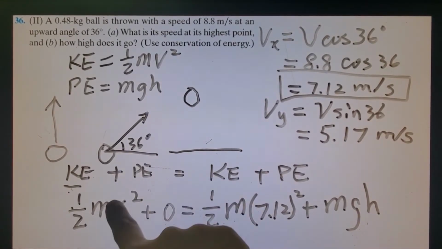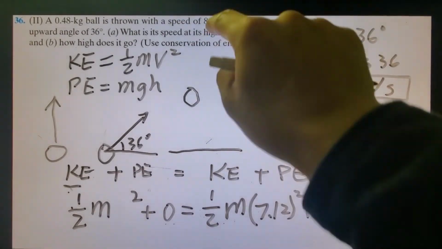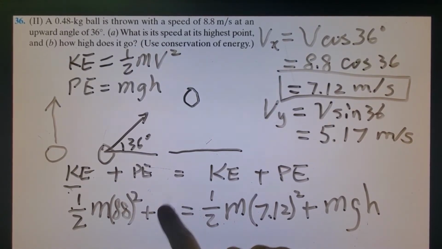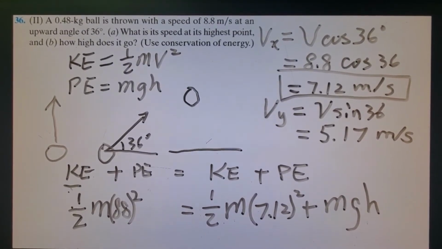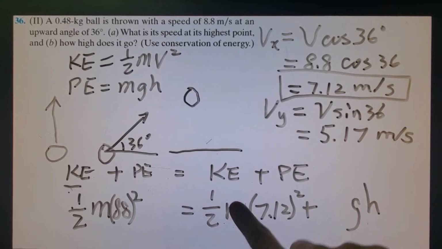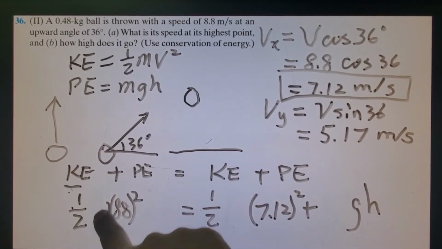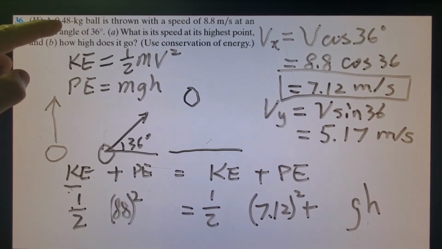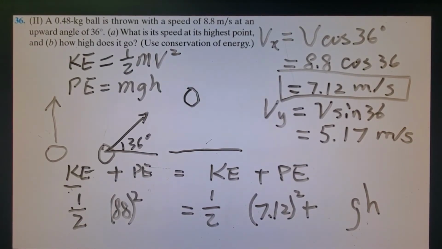Instead of writing the v, I'm going to plug in the number now. I'm going to plug in 8.8. I see a term 0 here, so I'm going to erase the term 0. I see the m on each term, so I'm going to cancel m on both sides. That means it will be independent of the mass. If the ball is 0.48 kg, it doesn't matter. If it's 48 kg, it still will go with the same height and with the same velocity.